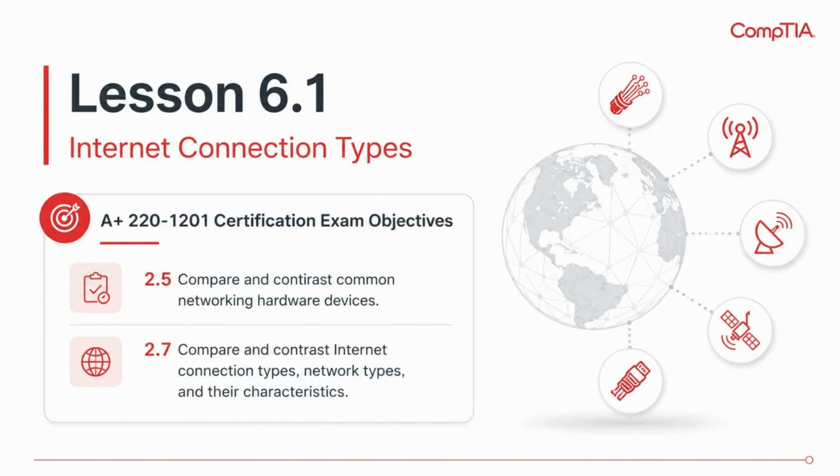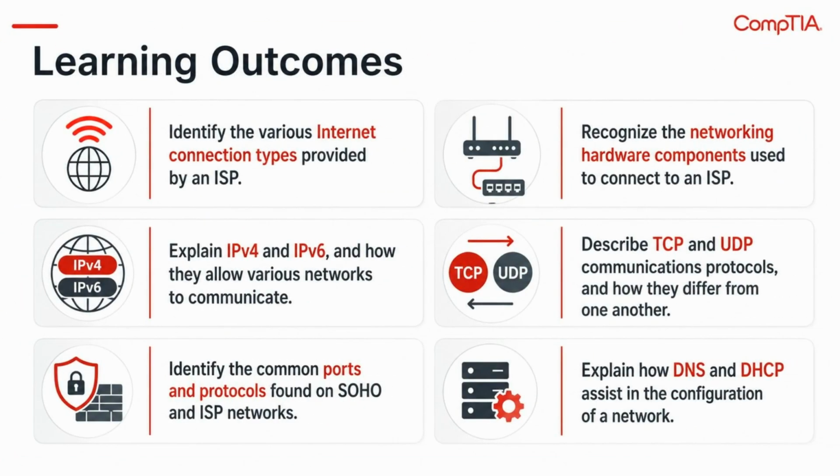These 4 outcomes map to the 4 lessons ahead. Lesson 6.1, Internet Connection Types. This lesson maps to 220-1101 Objectives 2.5, Comparing common networking hardware devices, and 2.7, Comparing internet connection types, network types, and their characteristics. By the end of this lesson, you should be able to answer: what internet connection types does an ISP provide?